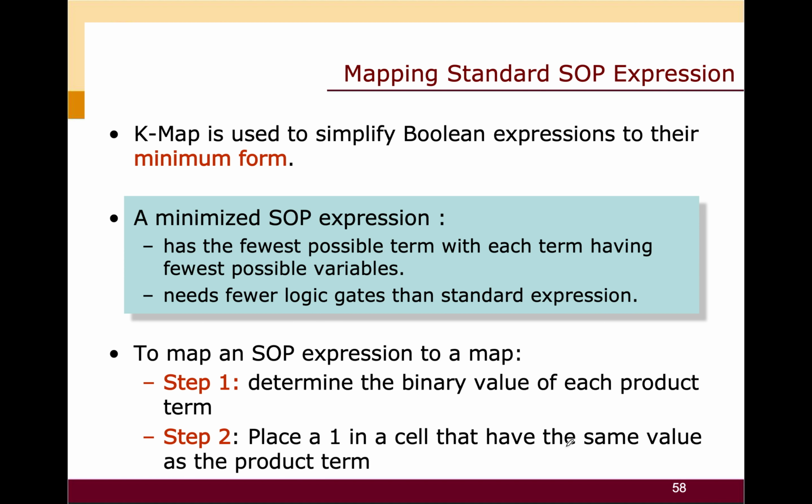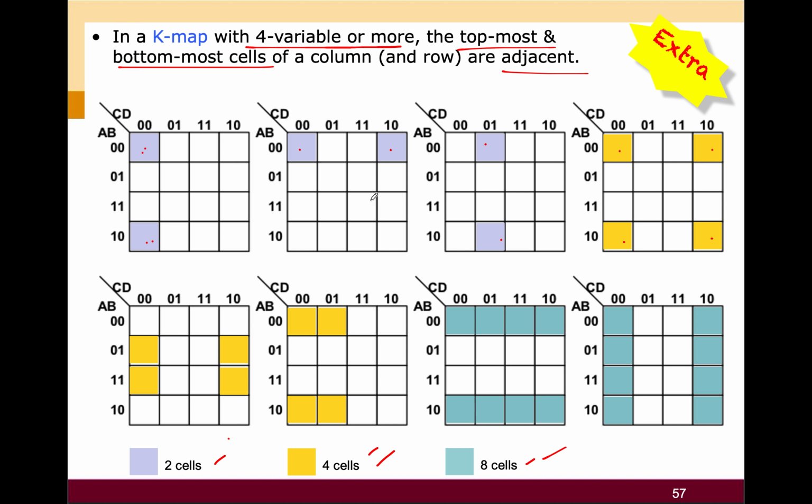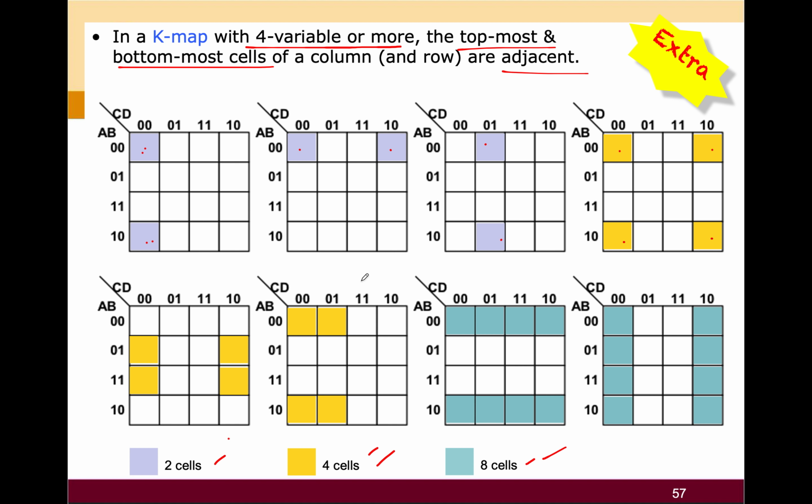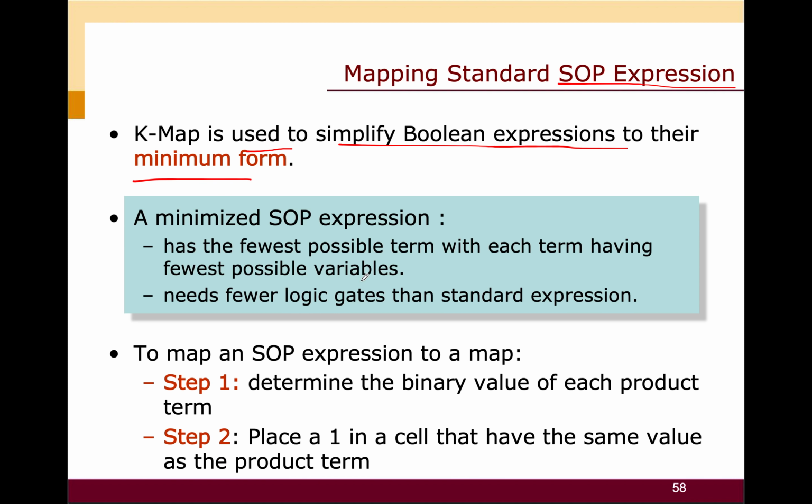Okay, mapping standard for SOP expression. KMAP is used to simplify Boolean expression to their minimum form. This is the one that I mentioned. What is the purpose of all these adjacent cells? It is simple. That's why I don't want to touch it much in this part, because if I give an example from here, you will straightaway understand. So a minimum SOP expression has the fewest possible terms, with each term having the fewest possible variables.